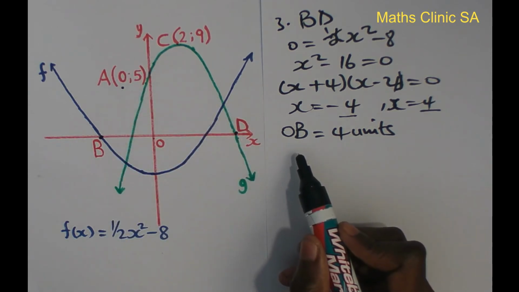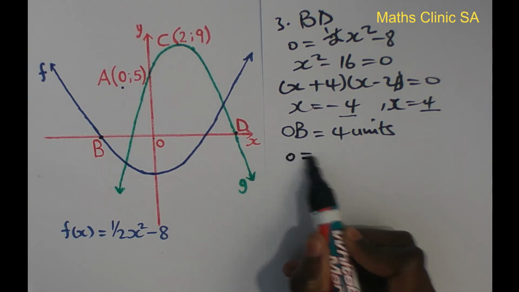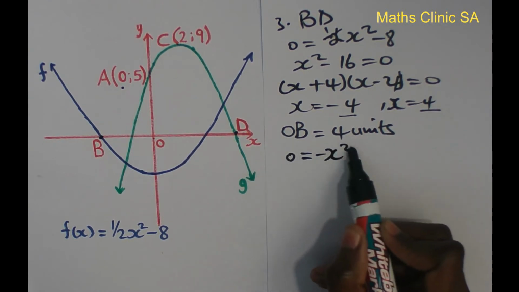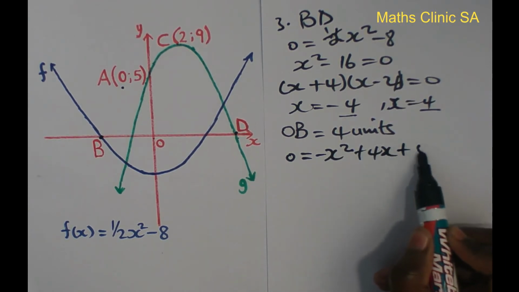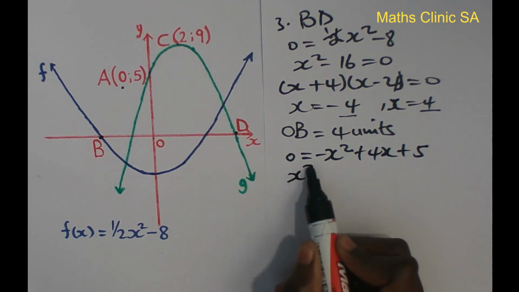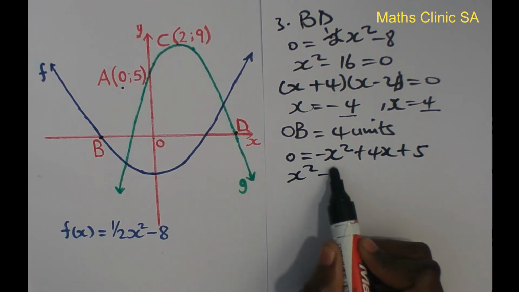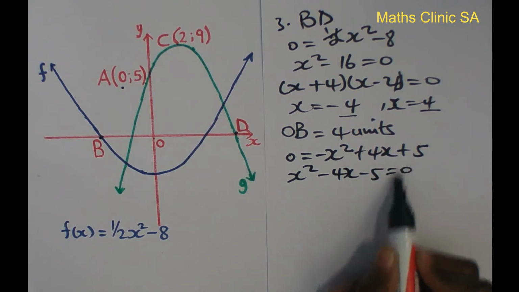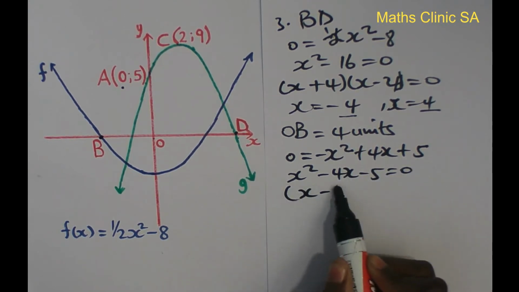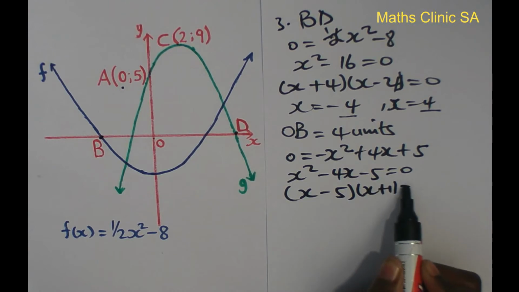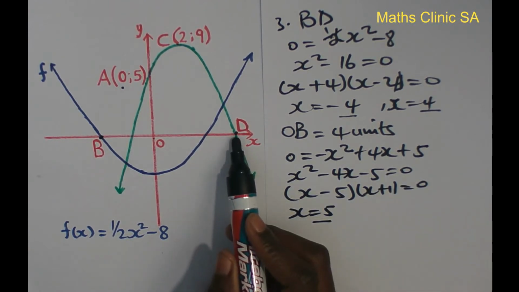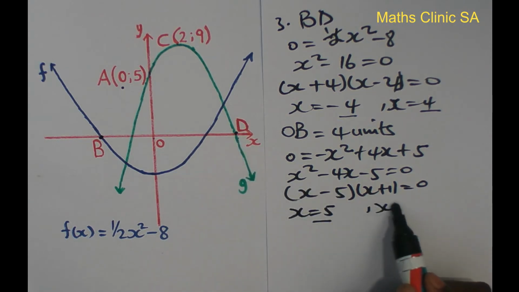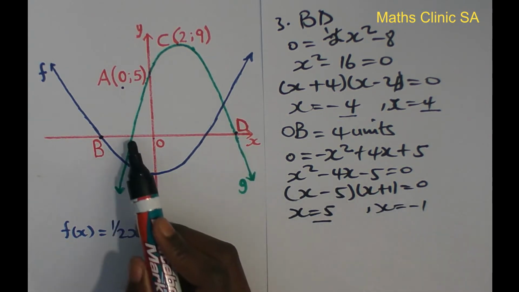So our graph UG, which we just found, is minus x squared plus 4x plus 5. Now we equate it to 0 because we want the x-intercept. Multiply throughout by negative: x squared minus 4x minus 5 equals 0. Factorize it: x minus 5, x plus 1 equals 0. x equals 5 or x equals minus 1.